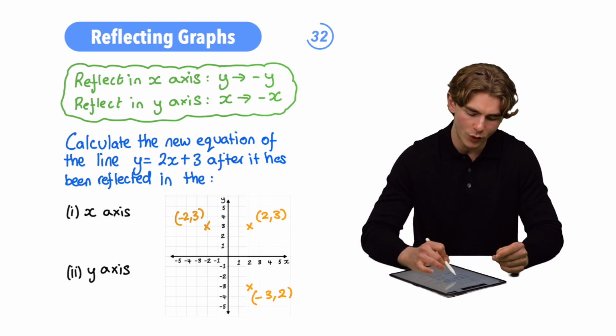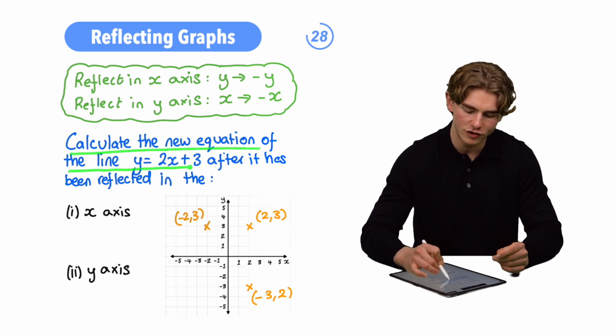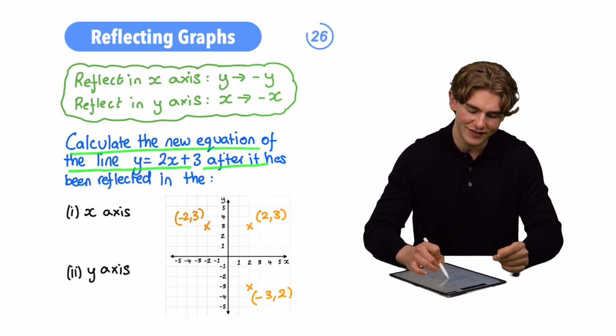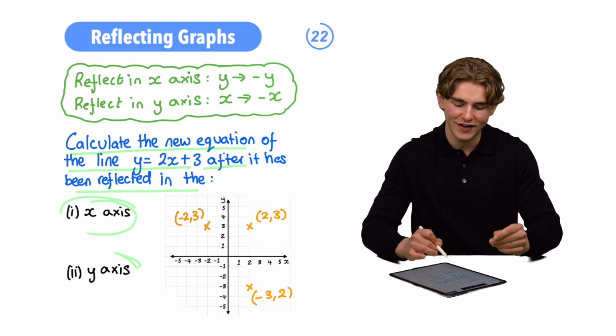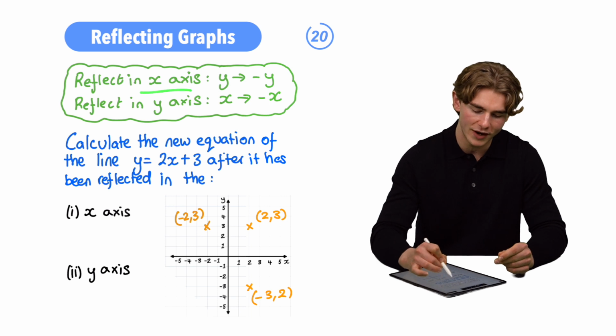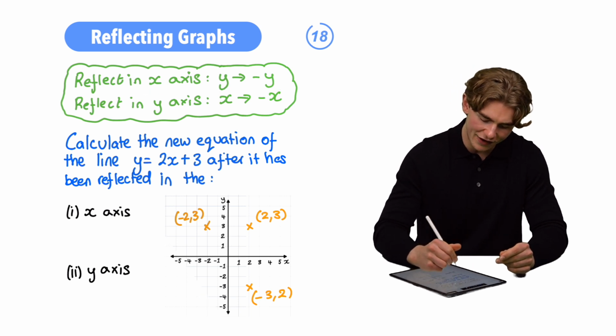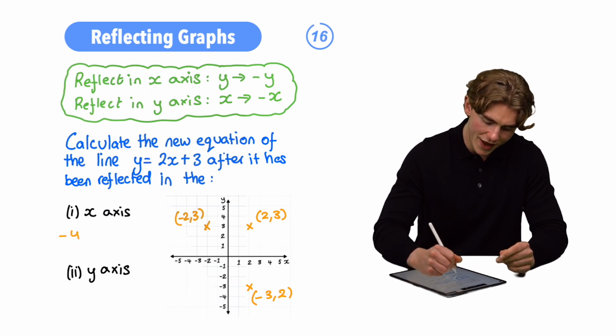Now let's have a look at the question. It says calculate the new equation of the line y equals 2x plus 3 after it has been reflected in firstly the x-axis and then the y-axis. Guys, when it's reflected in the x-axis, the value of y becomes minus y. So we're going to simply take our equation and swap our y for a minus y. We have minus y equals 2x plus 3.